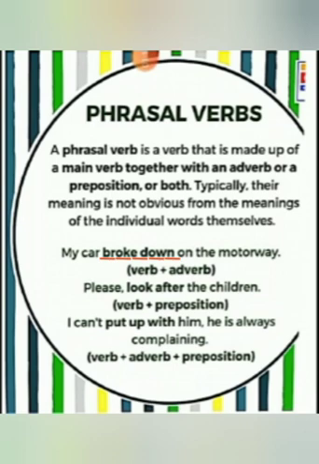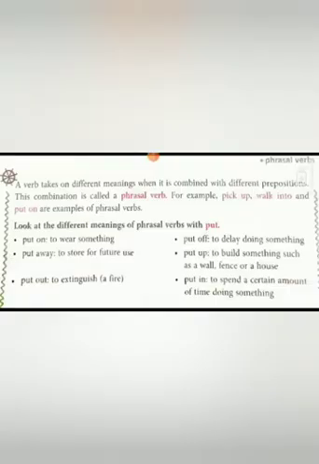Look at the next example. Please look after the children. Look is your verb, after is your preposition. So the combination of verb and preposition is called a phrasal verb. Look at the next example. I can't put up with him. He is always complaining. Here you can see verb plus adverb plus preposition.